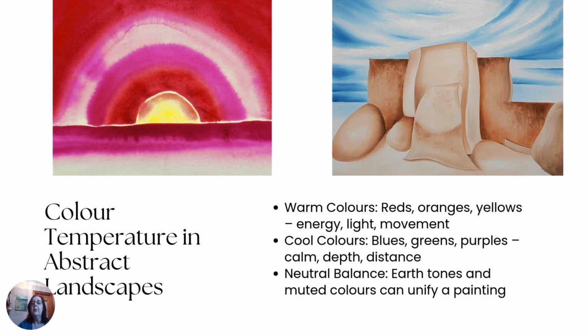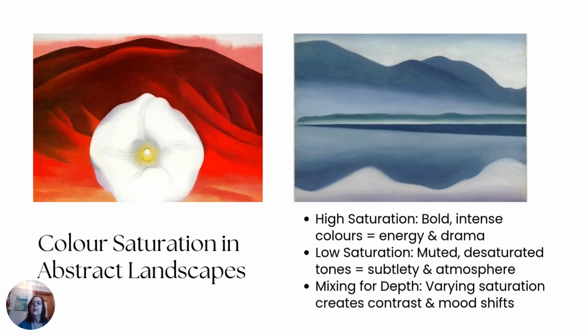By experimenting with these interactions, you'll bring more nuance, emotion and depth into your work, just as O'Keeffe does in hers. So we've explored colour relationships and temperature. Now let's look at another key element that shapes mood, colour saturation. Saturation refers to how intense or muted a colour is, and it can dramatically shift the emotion of a painting.